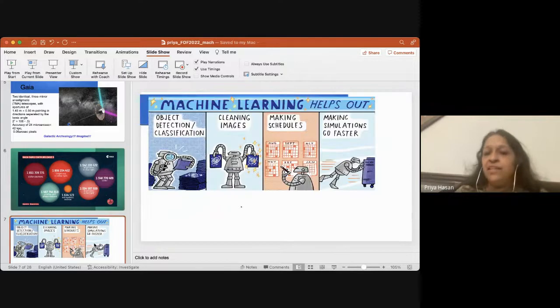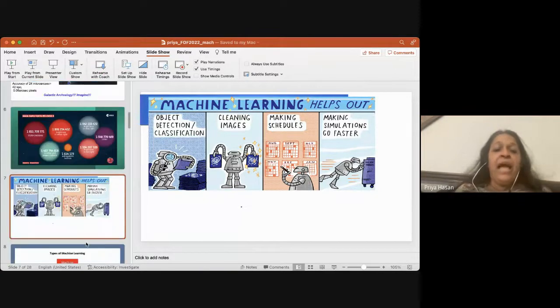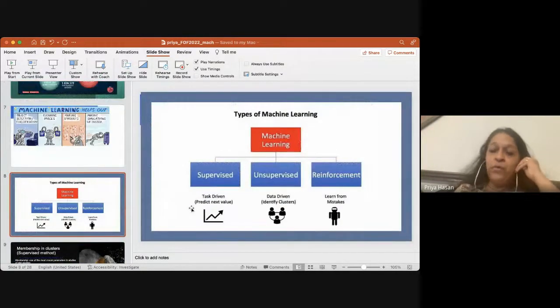And for this, our solution comes with machine learning. Machine learning is a very effective tool which can help us do object identification and classification. It can help us clean images, make schedules, etc. And that's exactly what we use with Gaia data, where we can use different kinds of learning methods: supervised, unsupervised, as well as reinforcement. But today I'll basically be talking about the supervised and the unsupervised methods which we used.